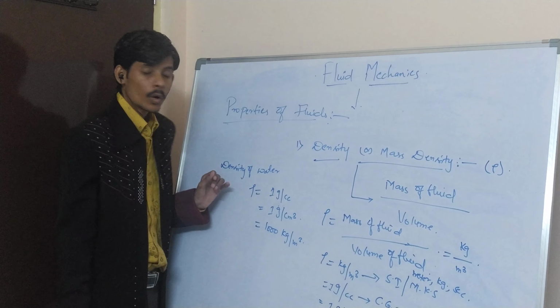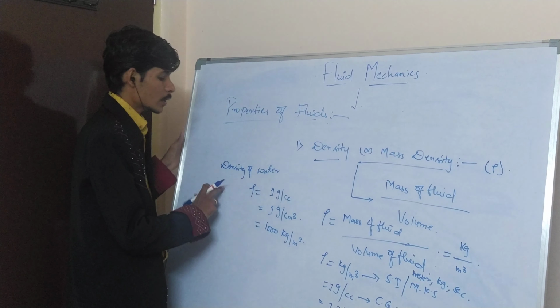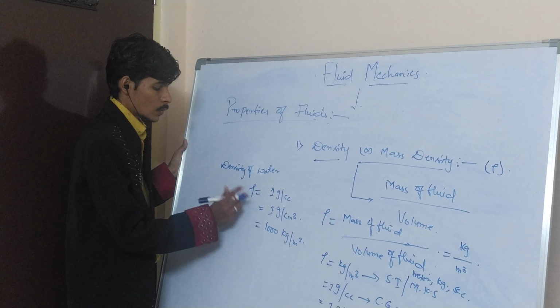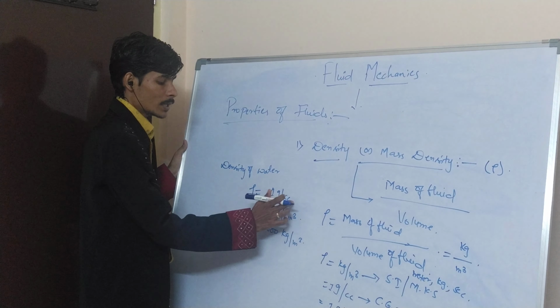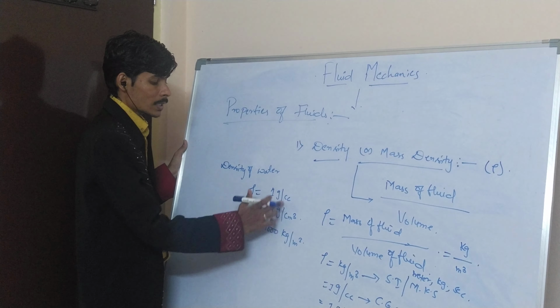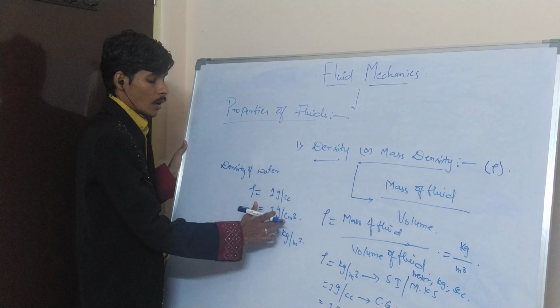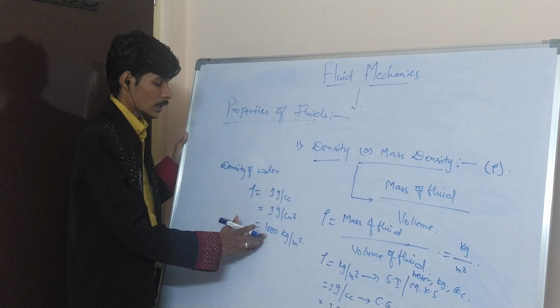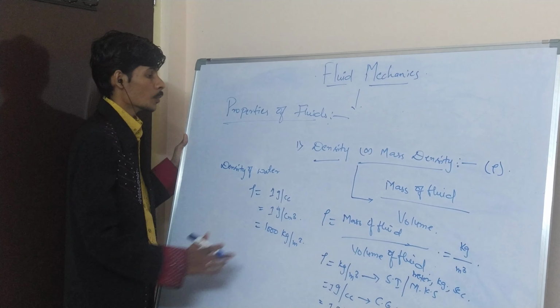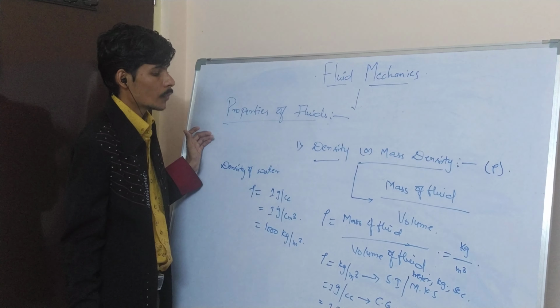If you want the value for water, the density of water, generally denoted by the letter rho, will be 1 gram per cubic centimeter, or cc. Or generally we can write the density of water as 1000 kg per meter cube. So this is the first property of fluid which we have discussed.